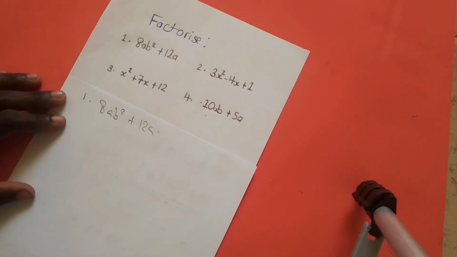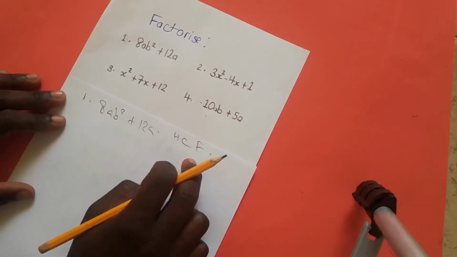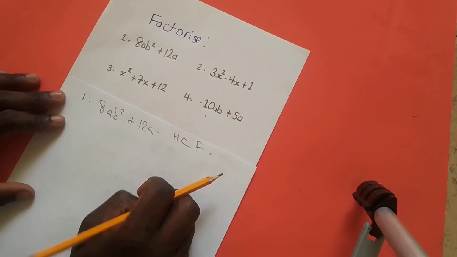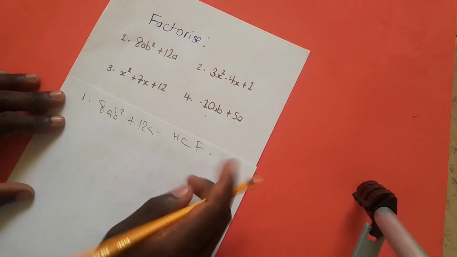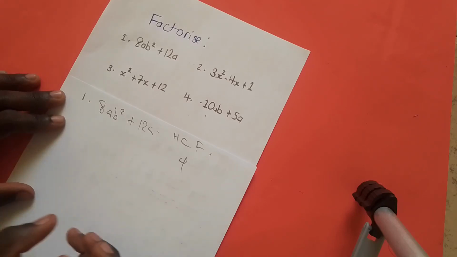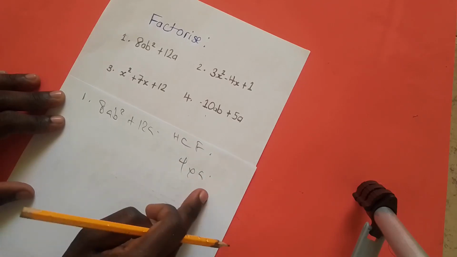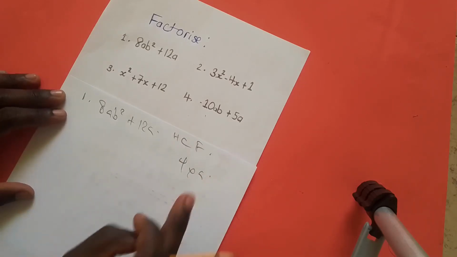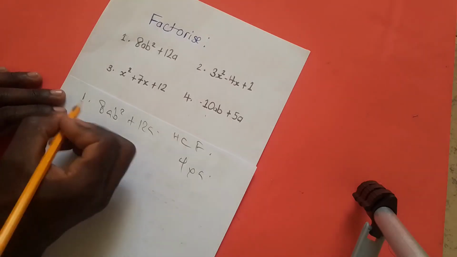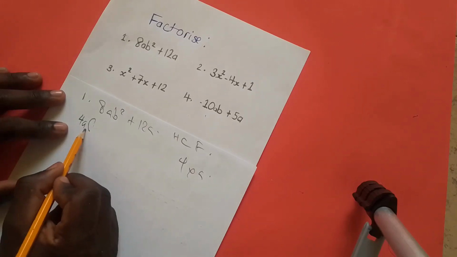So the trick in factorizing is finding the HCF, the highest common factor. What is the highest common factor of 8 and 12? It obviously is 4, right? Then what is the common variable in all the terms? The common variable is a. So 4 times a is 4a. So 4a is our HCF in this expression, right?